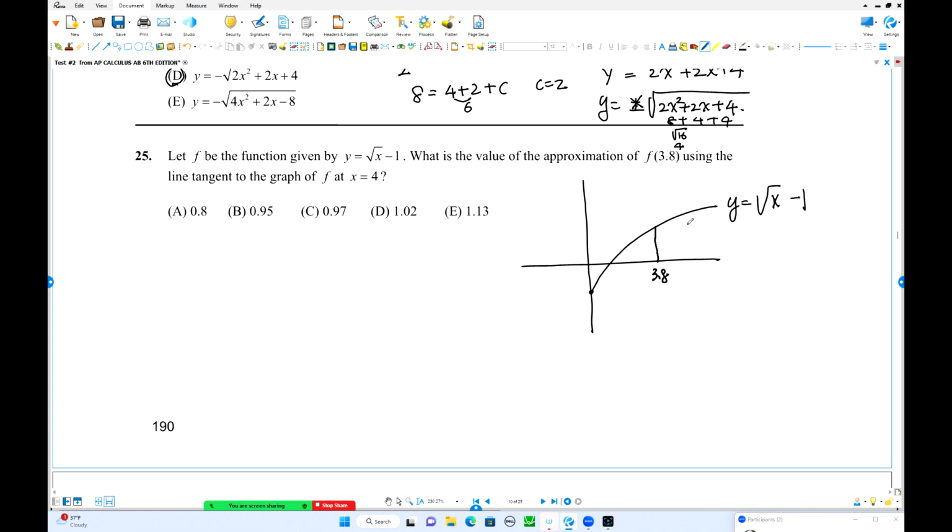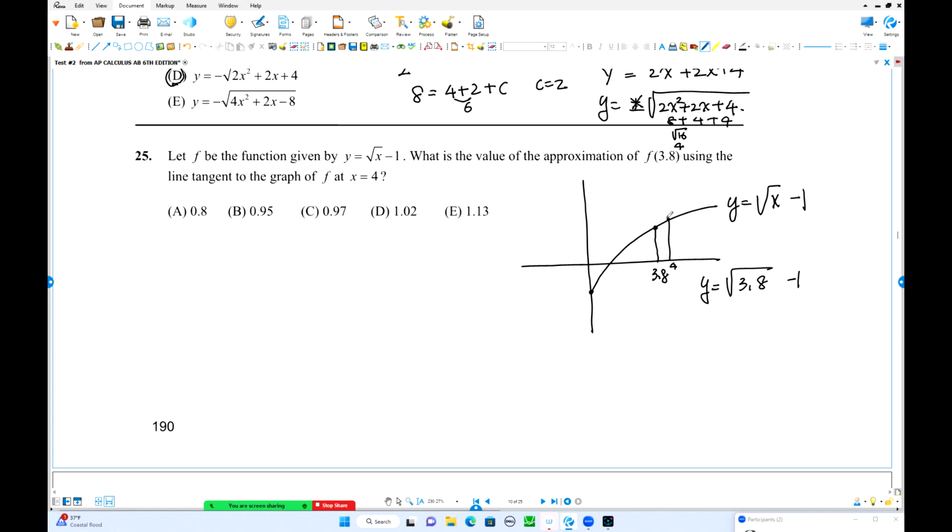The actual value is square root of 3.8 minus 1, right? That is the actual value. But because square root of 3.8 is not a special number, not a perfect square, we're going to use x equals 4 instead. When x is 4, square root of 4 is 2, so we can easily find it.